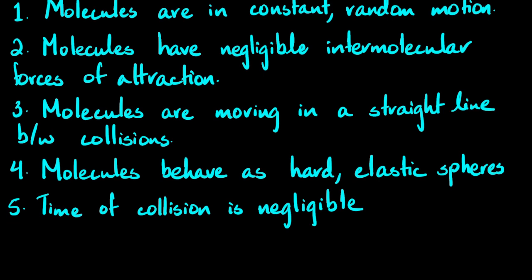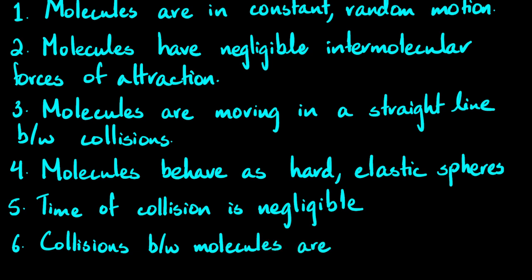So the sixth one, which then actually relates to the collisions, is this, that collisions between molecules are perfectly elastic. So for this you need to remember just a bit of your AS momentum. If you remember elastic collisions, then those are the collisions where there is no loss of kinetic energy, right? So in this one, there is no loss of kinetic energy. So if, for example, a molecule collides with another one, the kinetic energy is conserved.